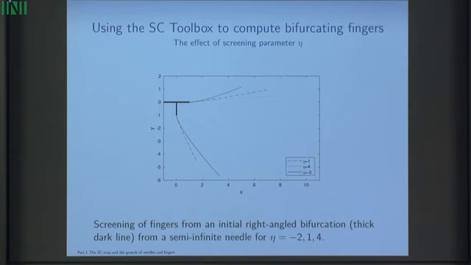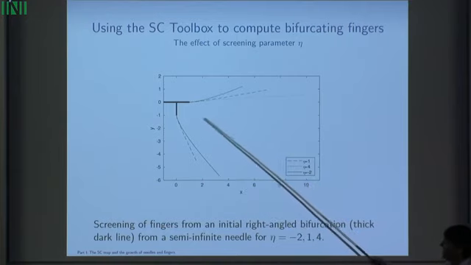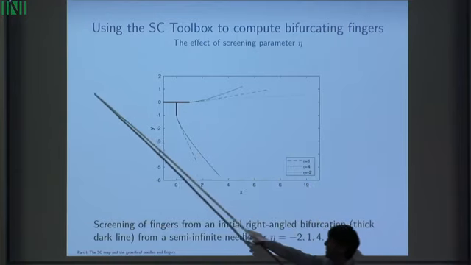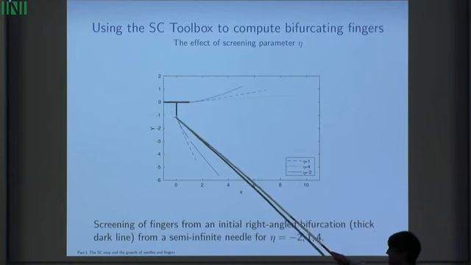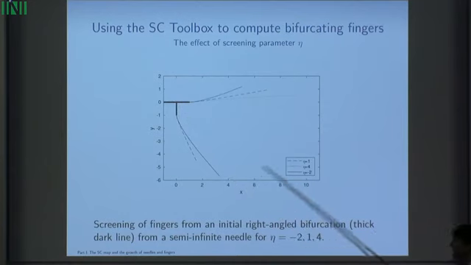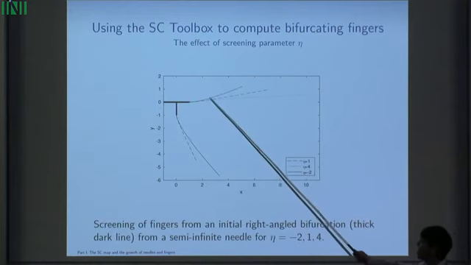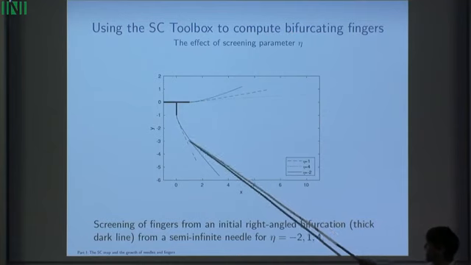But for other values of eta, other values of the screening parameter, we don't have the ability to map this exact solution, so we need to compute these numerically. So what I've done here, for a semi-infinite branch, here's the initial bifurcation. How do these behave for different choices of our screening parameter? For example, when eta is -2, that's when we have d equals constant in Loewner's equation. We get these solid curves. So this is the behavior of the 2 branches.